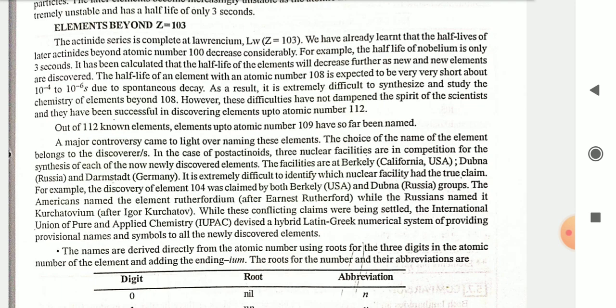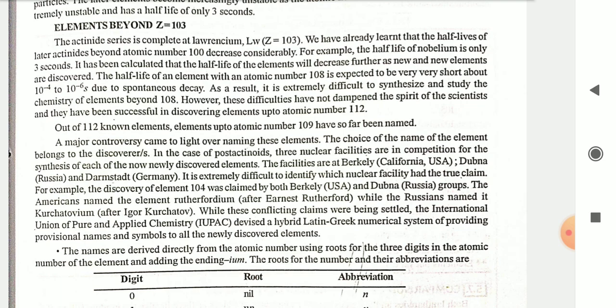The choice of the name of the element belonged to the discoverer. In case of transactinoids, three nuclear facilities are in competition for the synthesis of each of the newly discovered elements. The facilities are at Berkeley, California, USA; Dubna, Russia; and Germany. It is extremely difficult to identify which nuclear facility had the true claim. For example, the discovery of element 104 was claimed by both the Berkeley and the Russian groups.